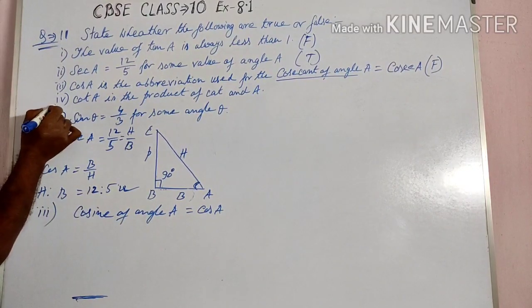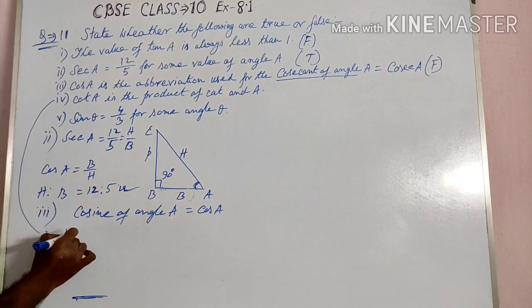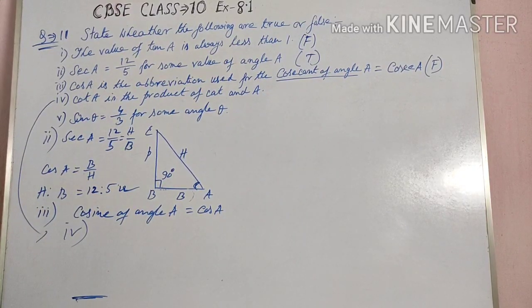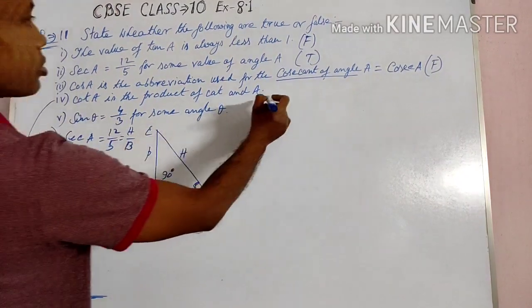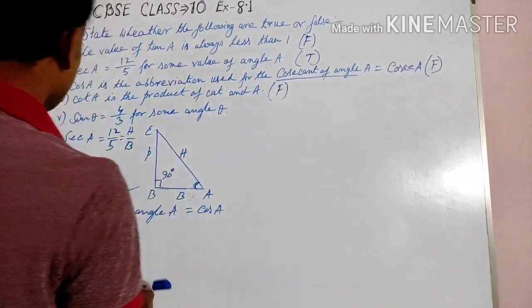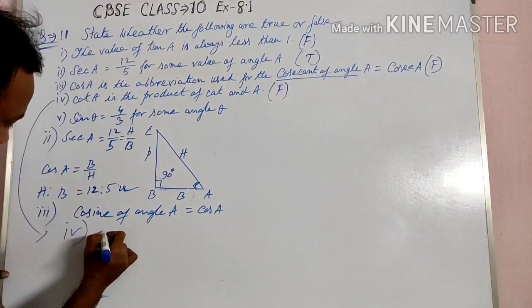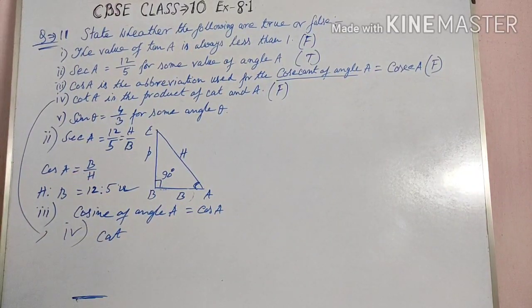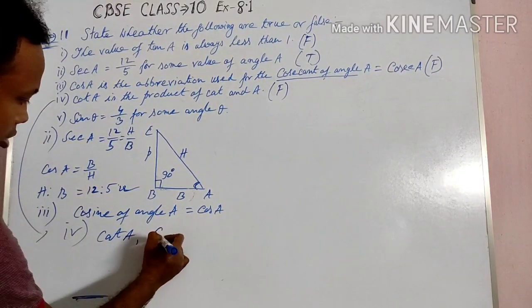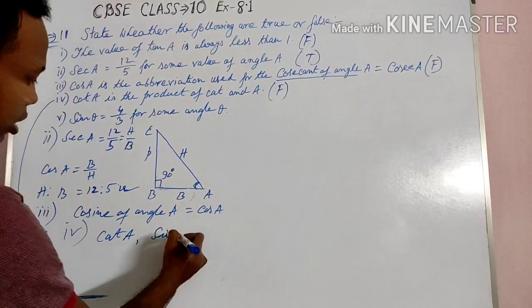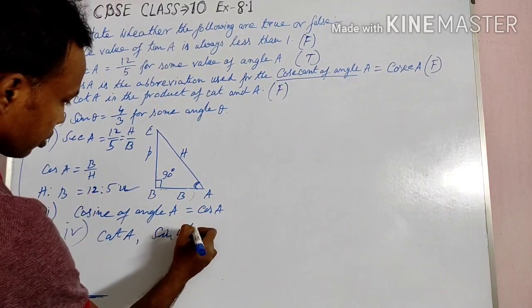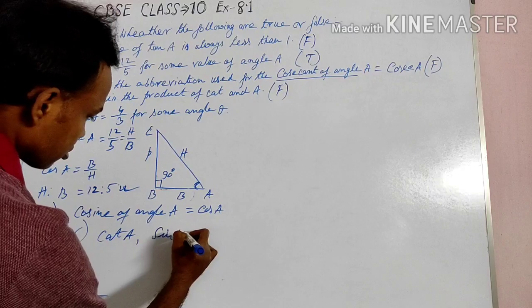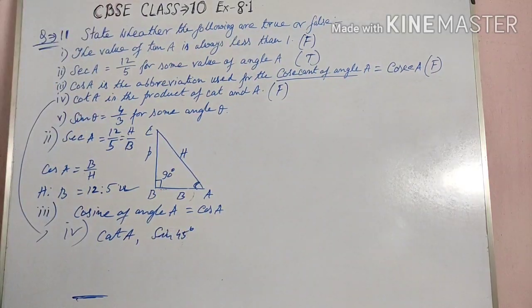And then question number 4. Cot A is the product of cot and A. This is wrong. That is false, because cot is meaningless. Cot A is meaningful. Similarly, sine alone is meaningless. Sine 45 degrees is meaningful. Without an angle, sine, cos, tan are meaningless.